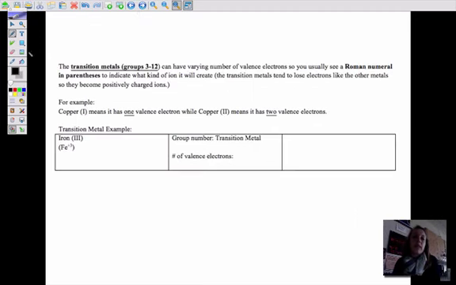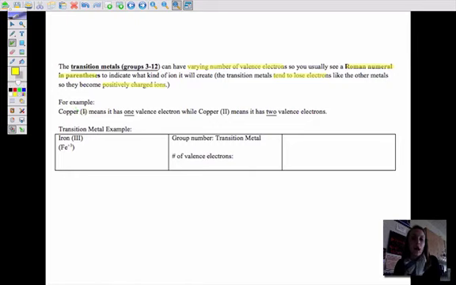A lot of students ask about the transition metals, like, well, how are we supposed to know how many electrons they have if they vary? It depends on their charge, and that's usually given to us in the form of Roman numerals. The transition metals, which is groups 3 through 12, can have a varying number of valence electrons. So you'll usually see a Roman numeral in parentheses to indicate what kind of ion it will create. So the transition metals tend to lose electrons like the other metals, so they'll become positively charged ions called cations.